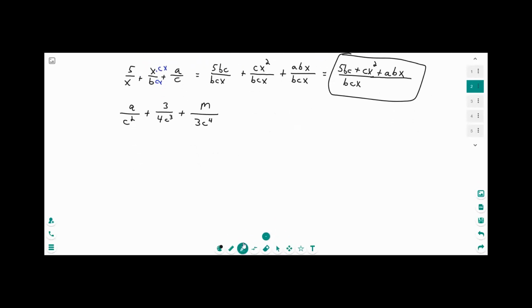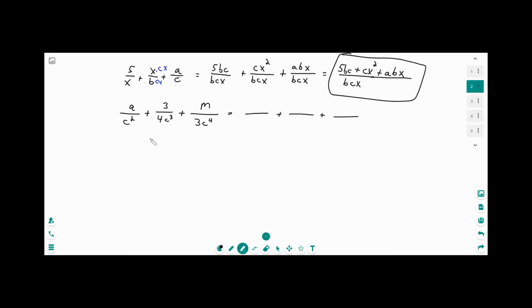Okay, so let's try this one out. We're looking for a common denominator, and we don't have one, so we'll set this up again as our 3 fractions. First fraction, well, let's see. We have a c squared, and then we have a 4c cubed, and 3c to the 4th. Okay, so let's find our, this one's a little more complicated.